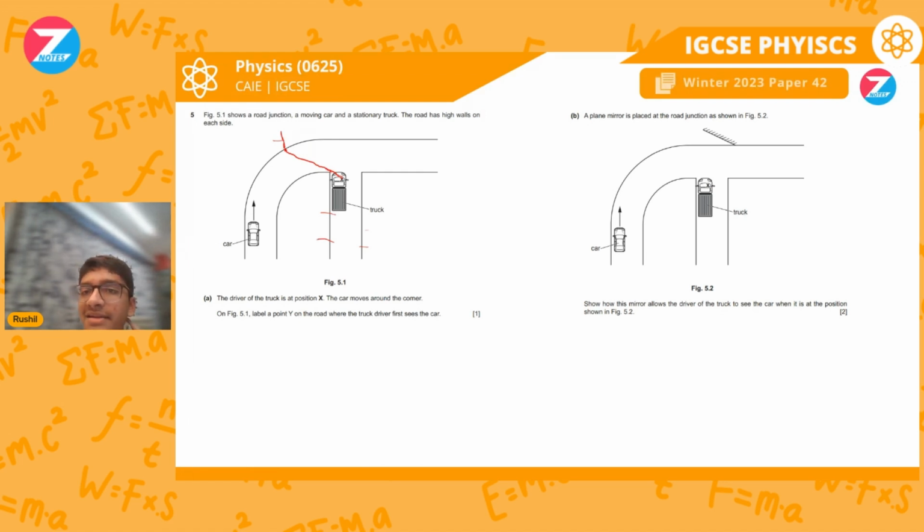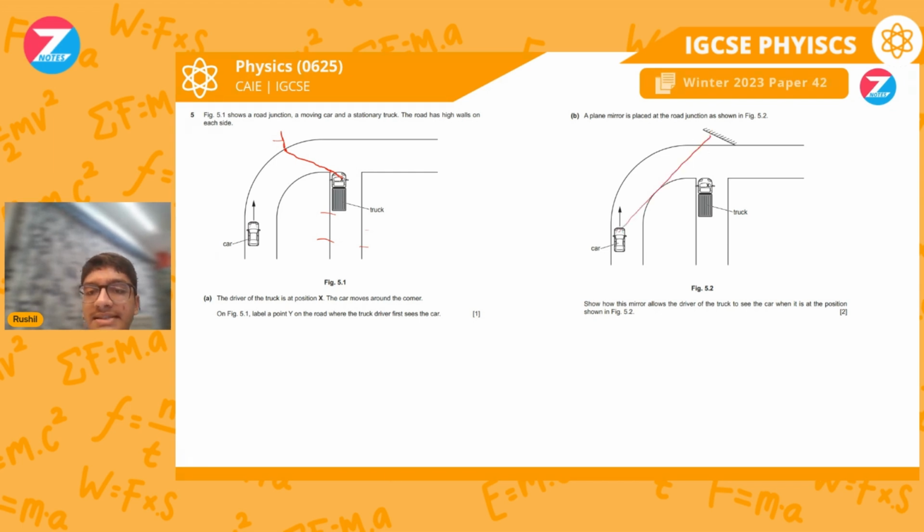A plane mirror is placed at the road junction as shown in figure 5.2. Show how this mirror allows the driver of the truck to see the car when it is at the position shown in figure 5.2. Now, this mirror, so what's basically happening is this is the car. So any light rays bouncing off the car may end up hitting the mirror. The angle has to be proper. Maybe hitting the mirror at an angle such as this.